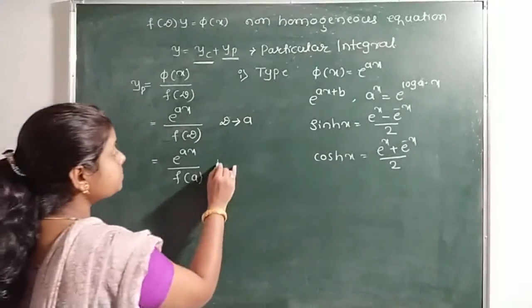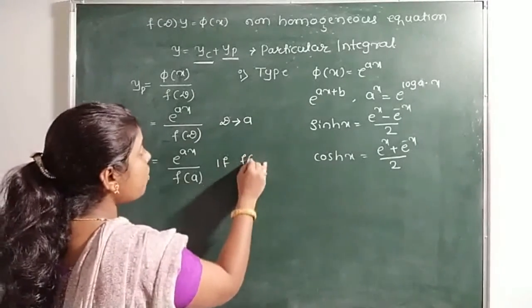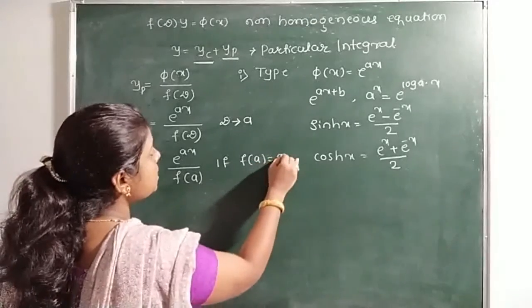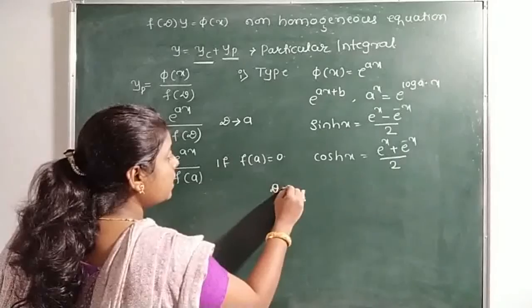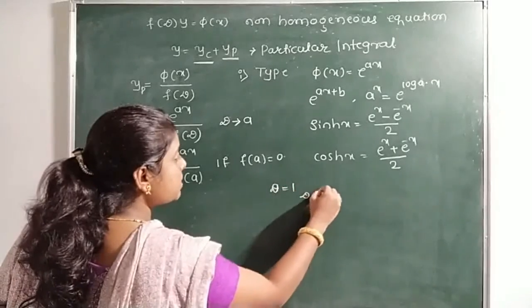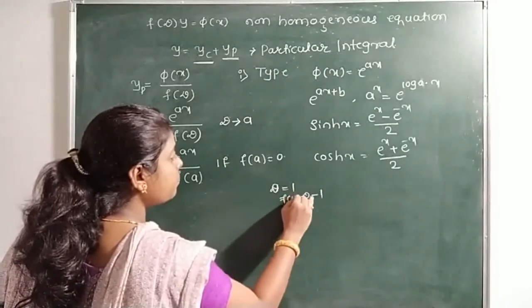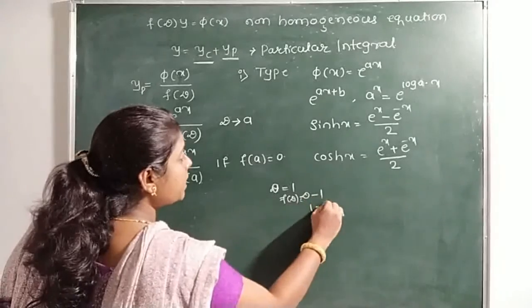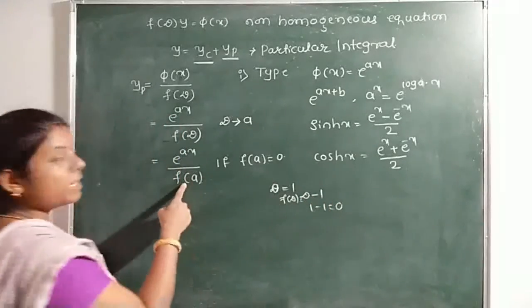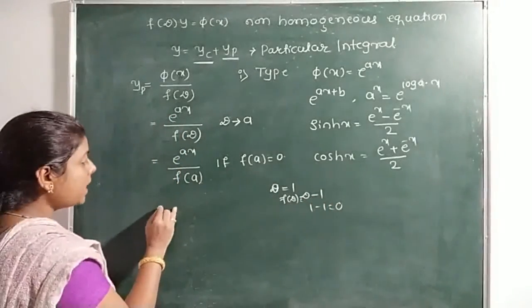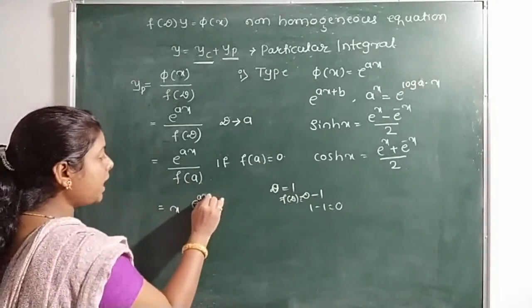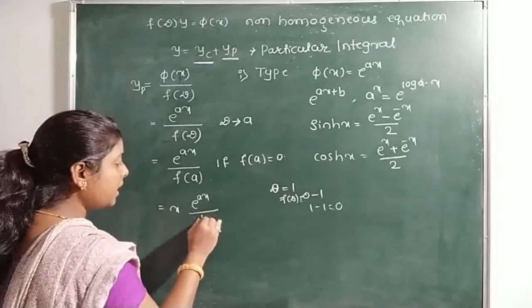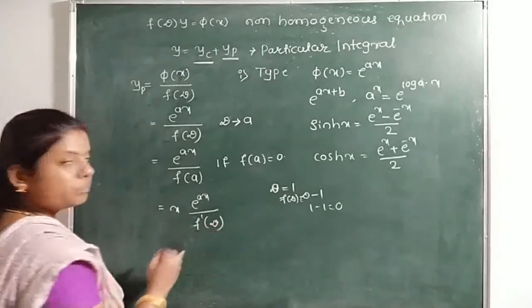If this f of a becomes 0, meaning if we substitute 1 in the place of D, D minus 1 is our f of D term, and 1 minus 1 becomes 0. The denominator becomes 0. In that case you have to multiply by x e to the power ax and differentiate the D term.